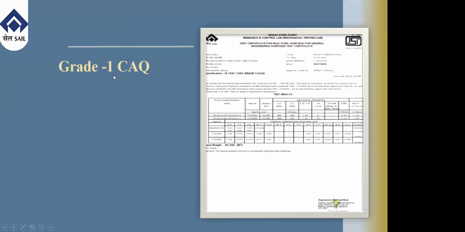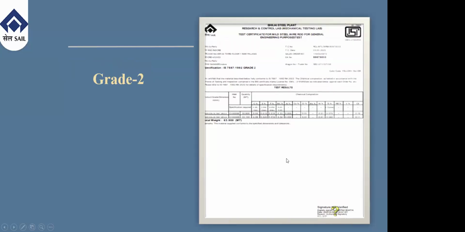Now further we will discuss the test certificate. These are our test certificates for CAQ cases, as discussed the whole time. We are providing the chemical analysis as well as the mechanical properties: YS, TS, elongation, and the TS by YS ratio. We are also reporting the reduction of area, the resistivity, and nitrogen ppm in case of a CAQ. In case of grade 2, we are just providing the chemical analysis, the chemical concentrations.